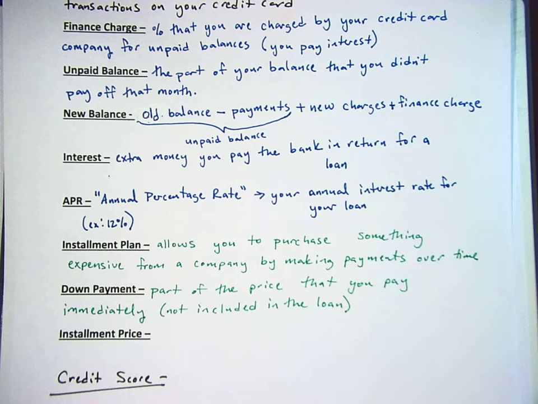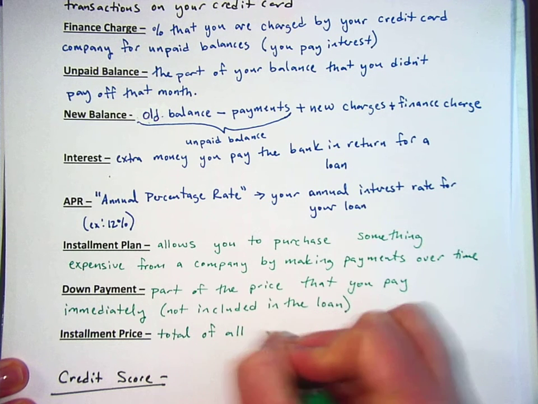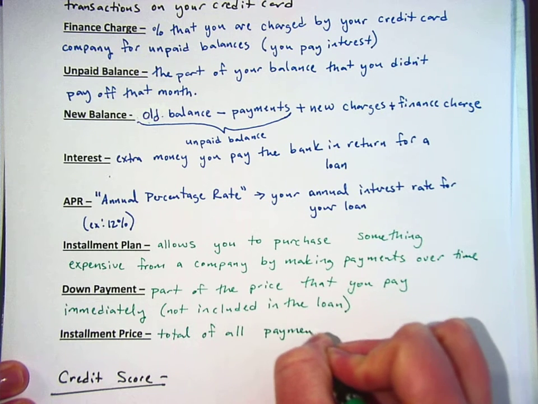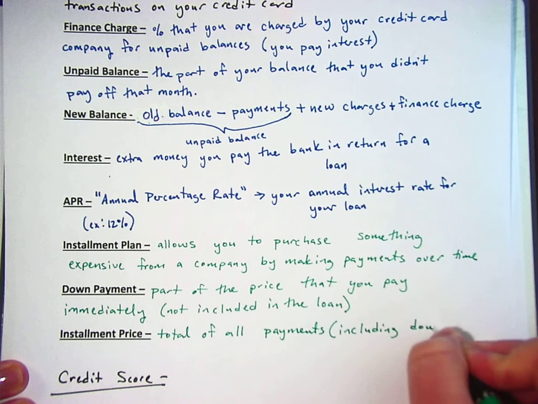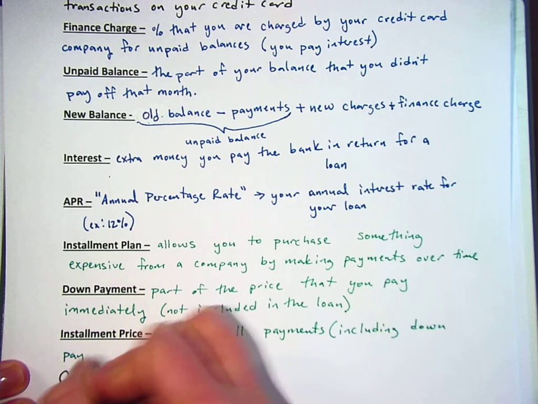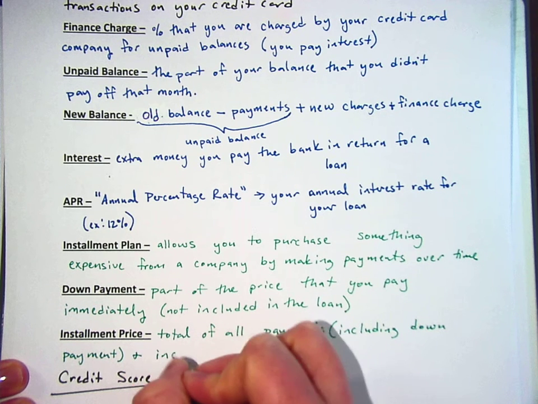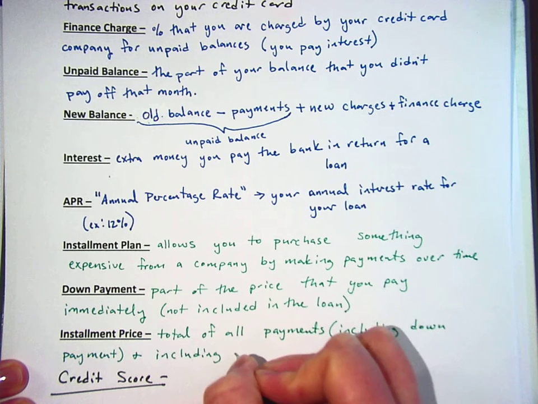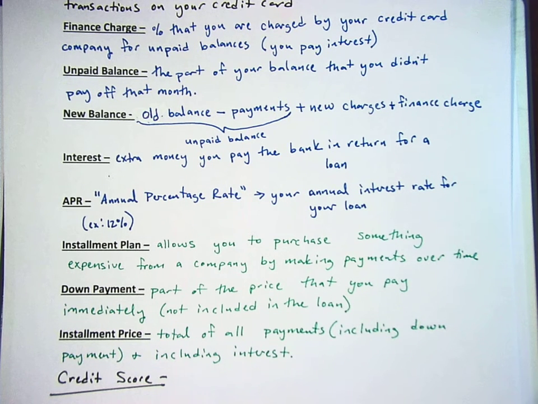An installment price is a total of all your payments, that's including the down payment, and including interest. So it's basically how much total you're paying for that thing. Now, if you didn't use an installment plan at all, your installment price, which I guess we wouldn't call an installment price because you didn't really pay for it through installment, would be exactly the same as the regular price.